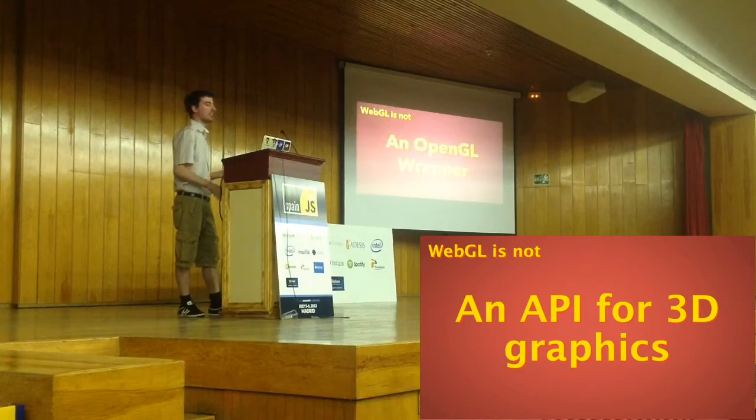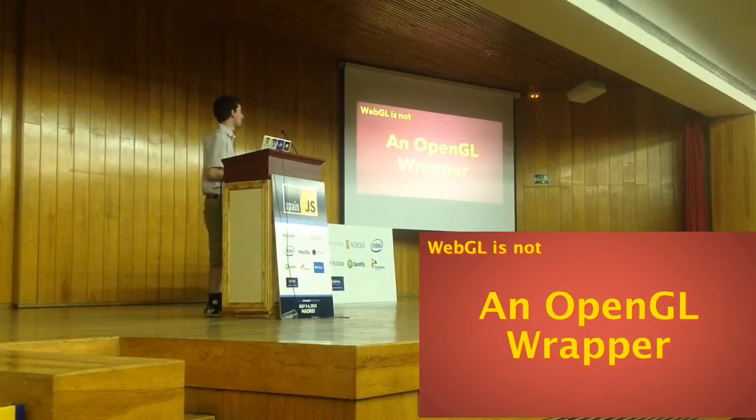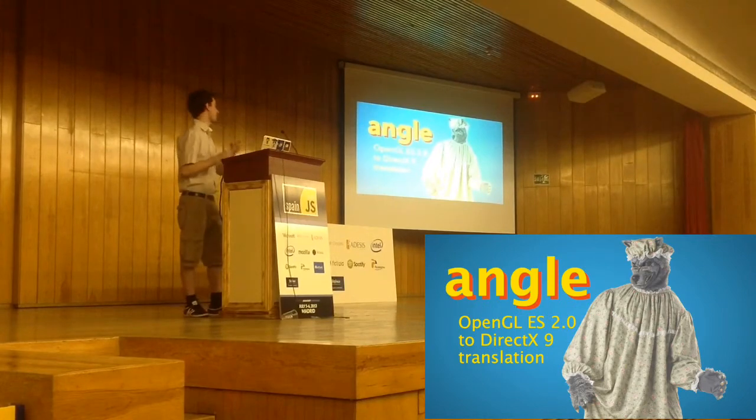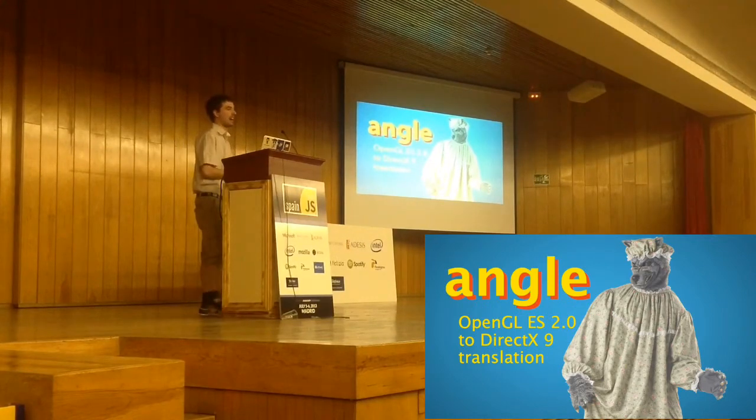Also, WebGL is not an OpenGL wrapper. You may think that from the name, but it is not. WebGL has an API that looks like OpenGL, but it's not implemented from OpenGL. For instance, OpenGL on Windows sucks. It's terrible. So what Firefox and Chrome do is they use this library called Angle, which takes the WebGL calls that look like OpenGL API calls and translates them to DirectX, which is the API that Windows really works with. So from that point of view, WebGL on Windows doesn't use OpenGL at all. It goes straight into DirectX.